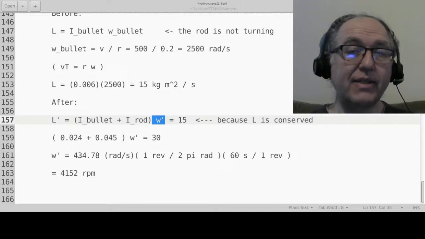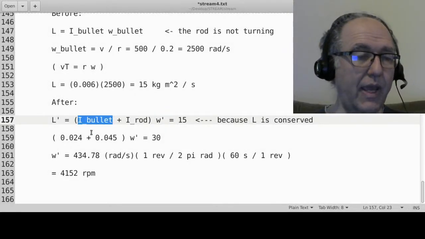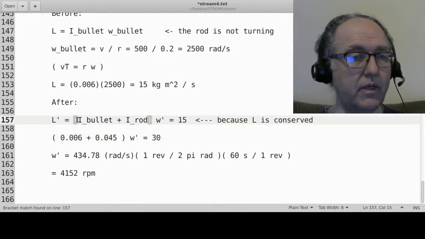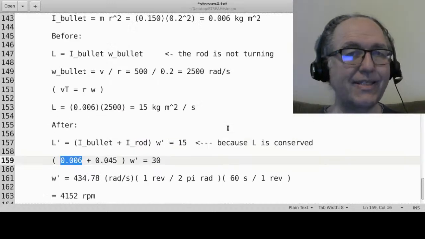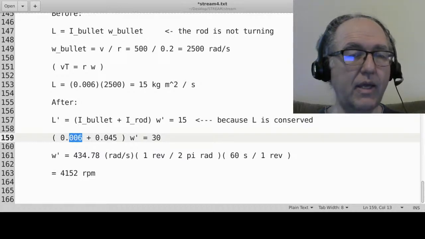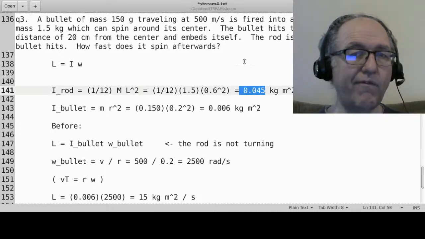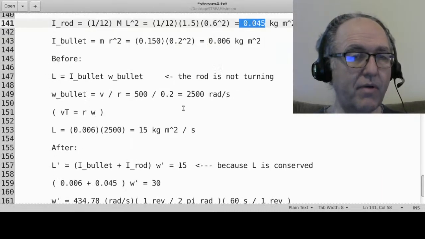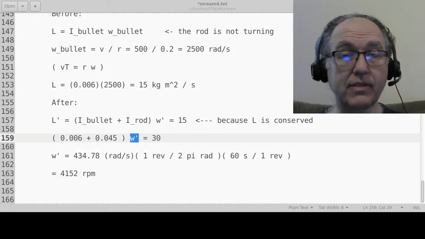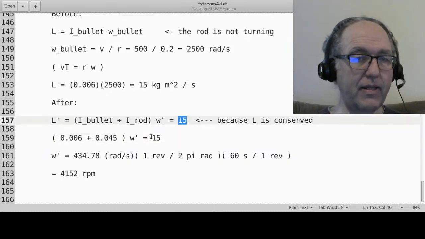Well, if the angular velocity is the same, then the moments of inertia just add. So I have the moment of inertia of the bullet, which is not that number, but this number right in here: 0.006. And then the moment of inertia of the rod, we calculated up here, was 0.045. So down here we have 0.045 multiplied by the unknown angular velocity after the collision, and that's got to equal the 15.